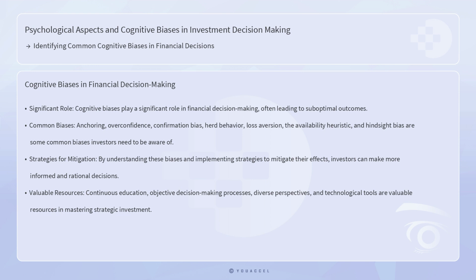By understanding these biases and implementing strategies to mitigate their effects, investors can make more informed and rational decisions, ultimately improving their investment performance. Continuous education, objective decision-making processes, diverse perspectives, and technological tools are all valuable resources in the quest to master strategic investment and navigate the complex psychological landscape of financial markets.